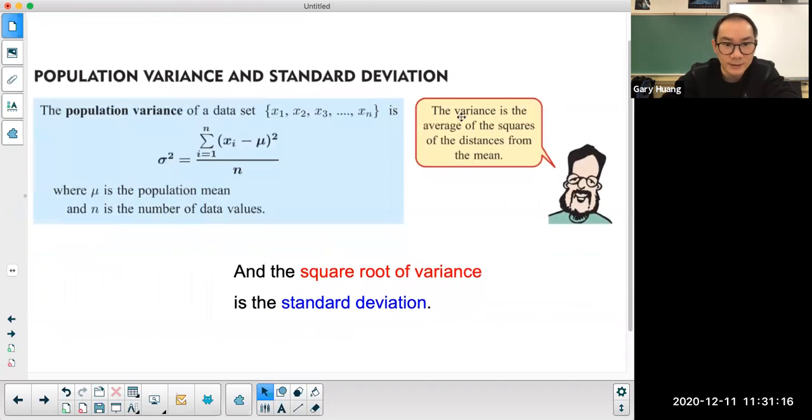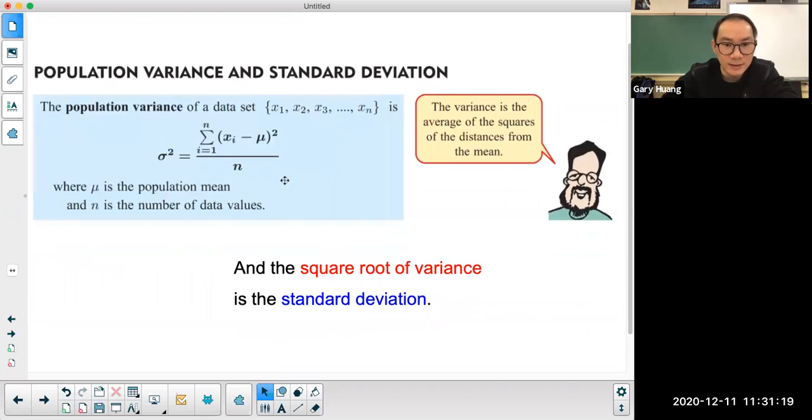What is the variance? Well, the variance is a calculation measuring the difference between every single point and the mean, squaring them, adding them up in a sum, and then dividing by the number of data points. Another way to say it is that the variance is the average of the squares of the distance from the mean. And the standard deviation is the square root of the variance, so that the standard deviation has the same unit as the data points or the mean itself.